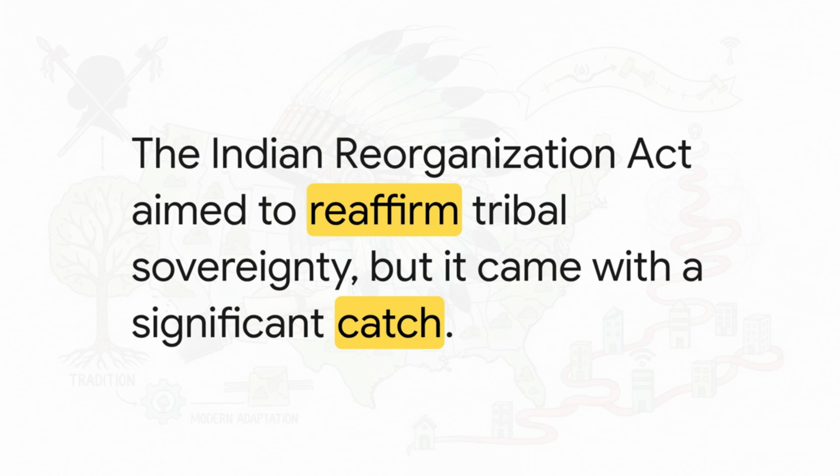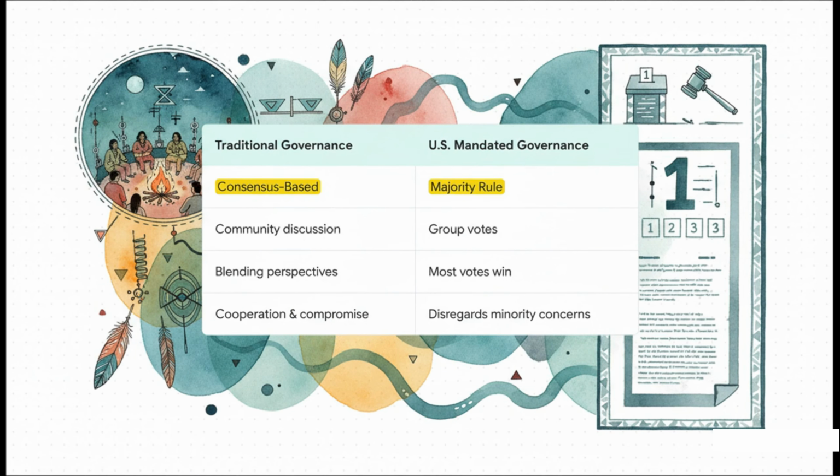On paper, its goal was to reaffirm native sovereignty. But, and this is a huge but, it came with a massive catch, one that was based on this paternalistic idea that traditional native governments just weren't cut out for modern life. And this created a profound clash of values. See, many traditional governments ran on consensus. You talk things out, you build agreement in the community. But the U.S. came in and imposed its own model: majority rule, where one side wins and the other side just loses. And this wasn't a suggestion. If tribes didn't adopt the U.S. system, their federal funding was often on the line.